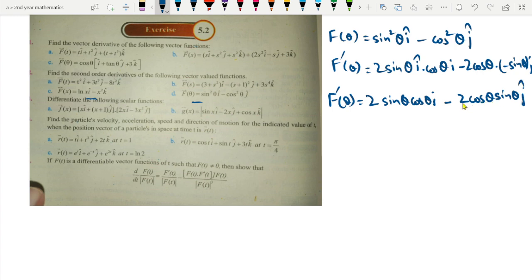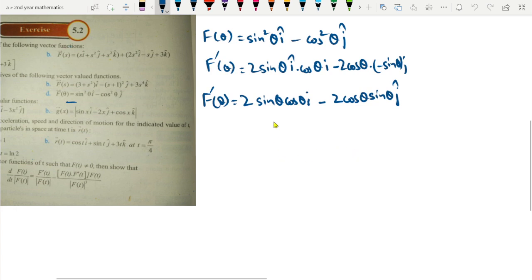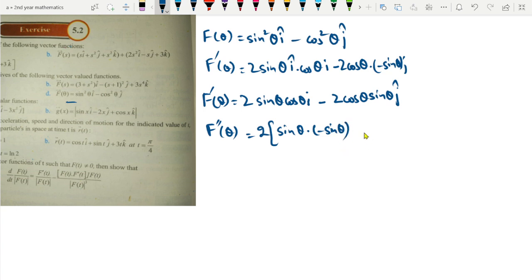So this will become 2 sine theta cos theta and 2 cos theta sine theta. Now we will take the derivative of this again. By taking the derivative of this one, we use the product rule. So f double prime of theta is equal to 2 into first into derivative of second, and plus second into derivative of first.